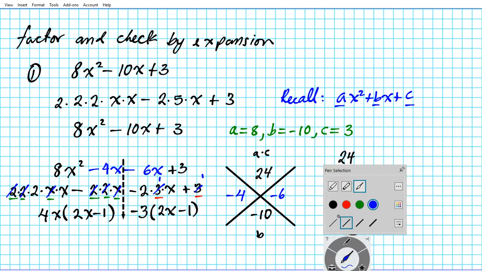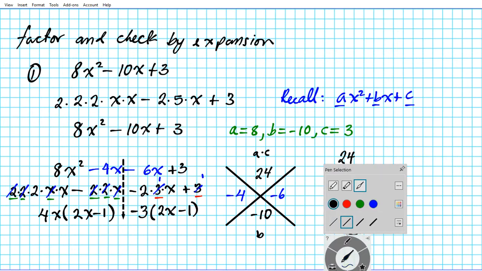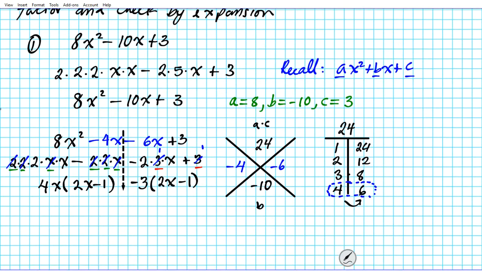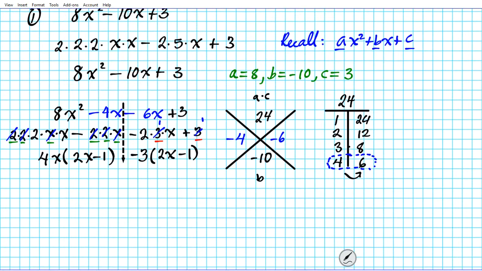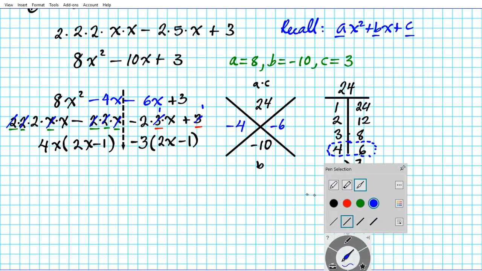Okay, now this is where you freeze and check your work. If it's done correctly, the quantities in the parentheses must be identical. Is that the case here? Absolutely. To the left of the partition, we have 2x minus 1 in the parentheses, and to the right, we have 2x minus 1 in the parentheses. So that looks great.